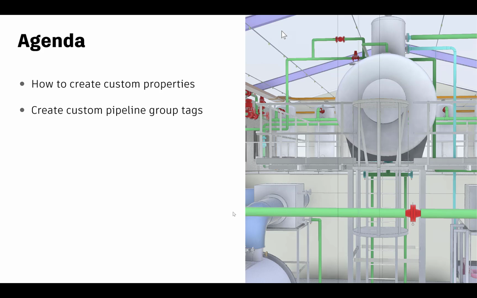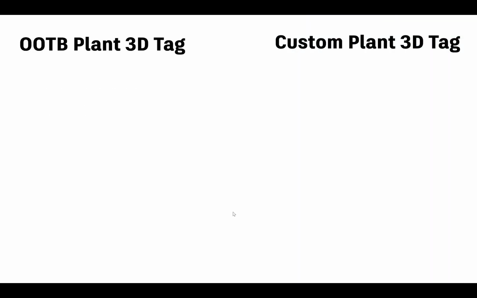This video is going to be very brief, taking you through how to create custom properties and basically creating those pipeline group tags in your Plant 3D P&ID drawing.